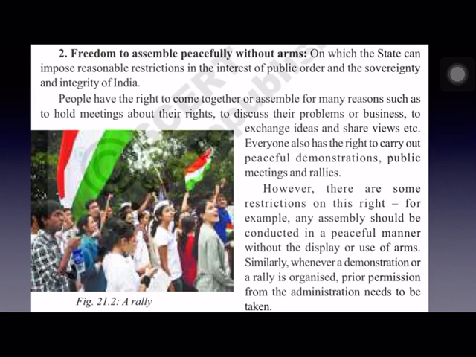Now, freedom to assemble peacefully without arms. All the people in India have the freedom to assemble peacefully in one place to share their views, to discuss different issues, their problems or business affairs, to exchange their ideas. They can assemble at one place, but without any weapons in their hand. They should assemble peacefully without arms. However, before taking out rallies or demonstrations or conducting such meetings, they have to take prior permission from the administration. And then they can conduct these meetings peacefully without any weapons.